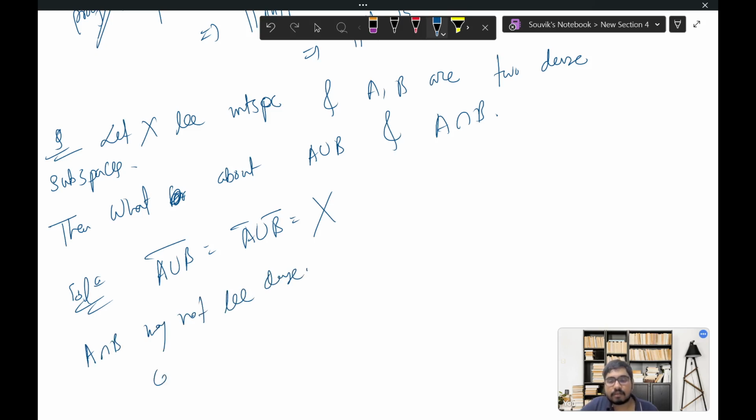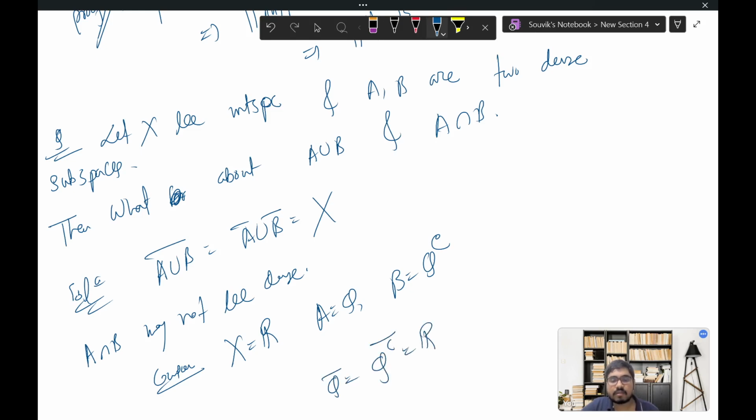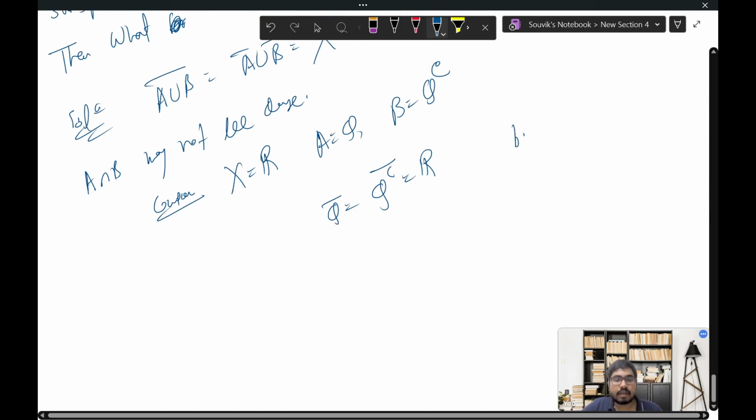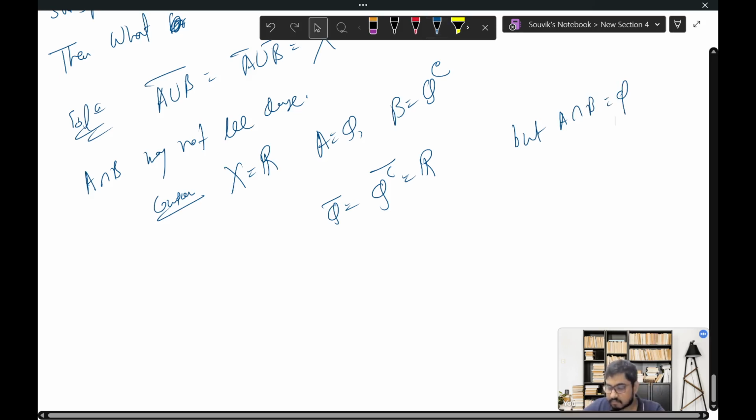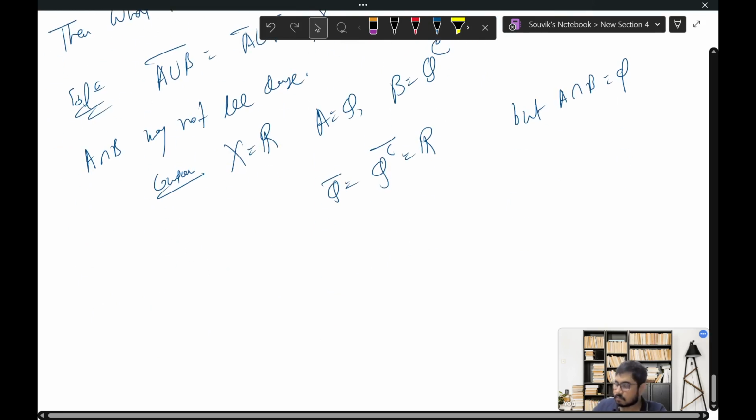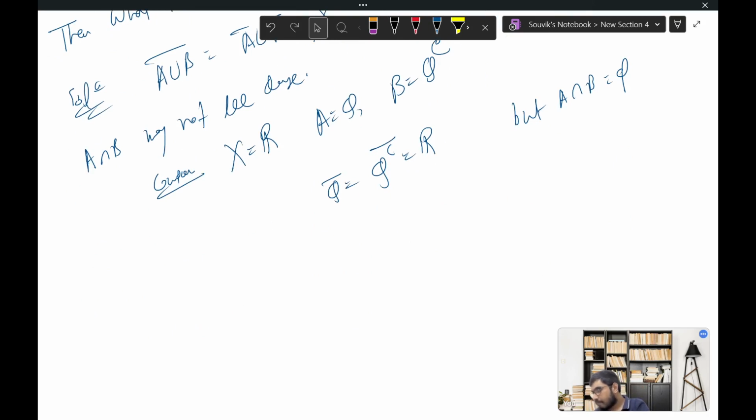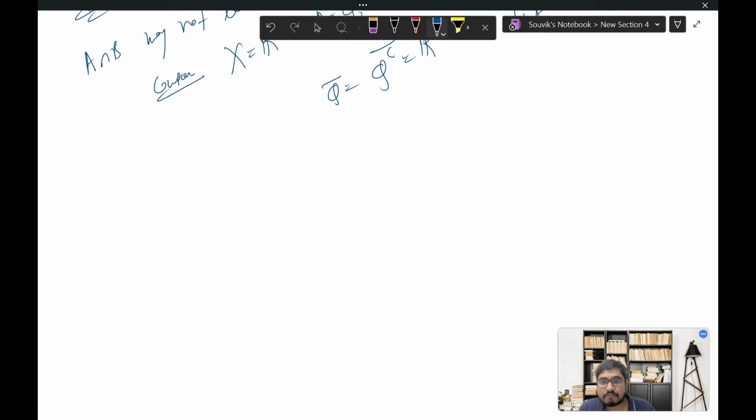As a counterexample, take X equal to R, A equal to the rationals, and B equal to the complement. We know that both are dense, but the intersection is empty, so it cannot be dense. That's why the intersection may not be dense. Just a fun fact.